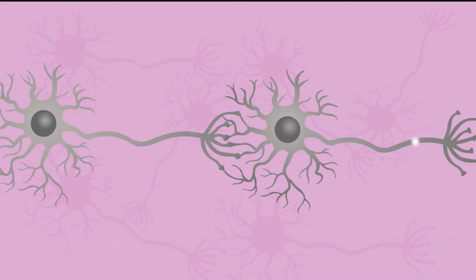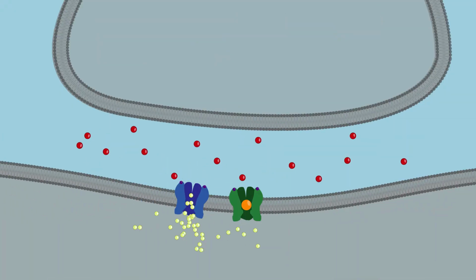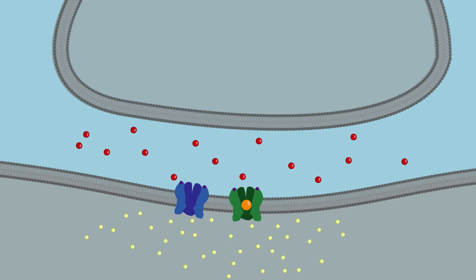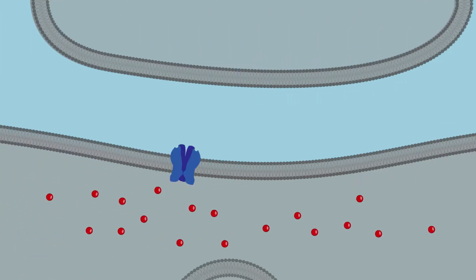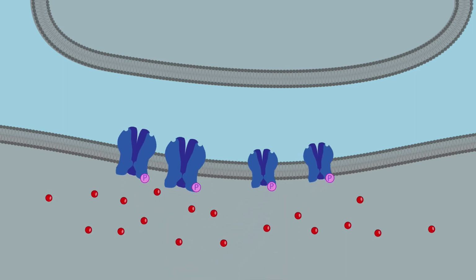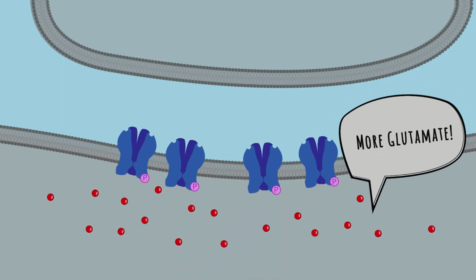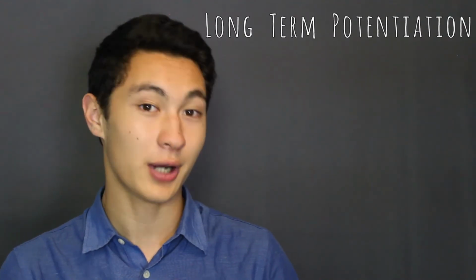Now, when a signal of extremely large frequency occurs, more sodium is let into the cell. This dramatic influx of positive charge expels the magnesium ion from the NMDA receptor, which can finally allow calcium into the postsynaptic neuron. Through various chemical and genetic processes, calcium brings in more AMPA receptors and phosphorylates them, which boosts their efficiency. Calcium also signals the presynaptic neuron to produce more glutamate. This whole process results in the strengthening of the neuronal connection and is called long-term potentiation, or LTP.